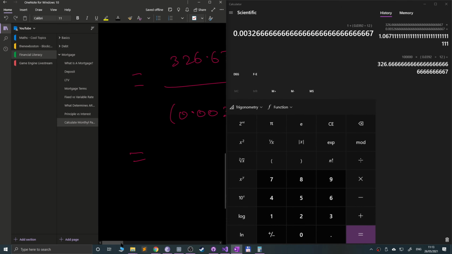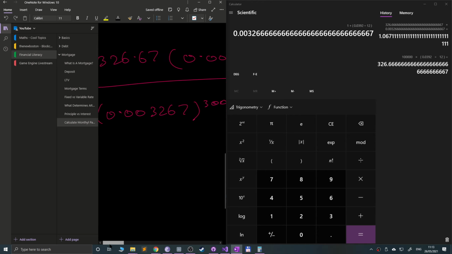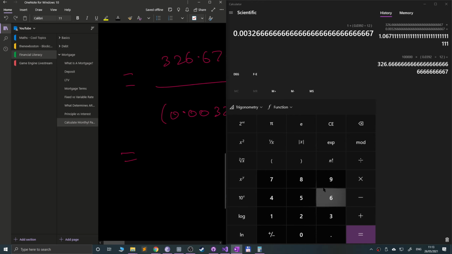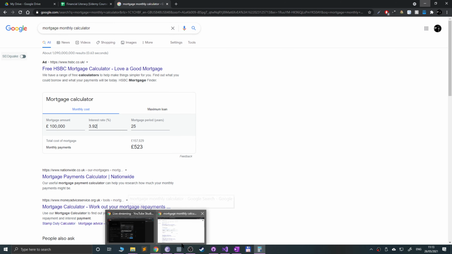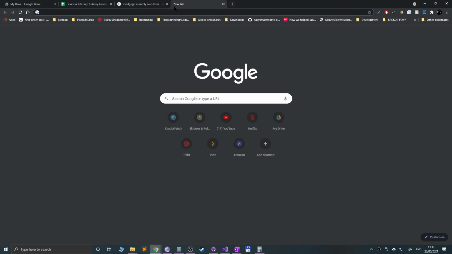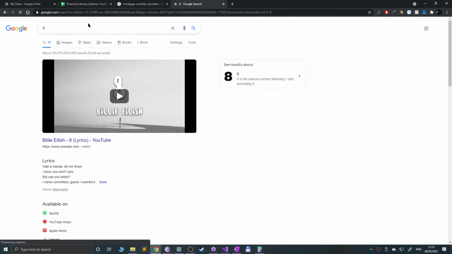That didn't really help too much. So 326. Let me delete this. So we'll put brackets in for the top part. You know what? I'll do it in Google. I'll find the calculation will probably be a bit easier to put in Google. Yes, okay, there we go.